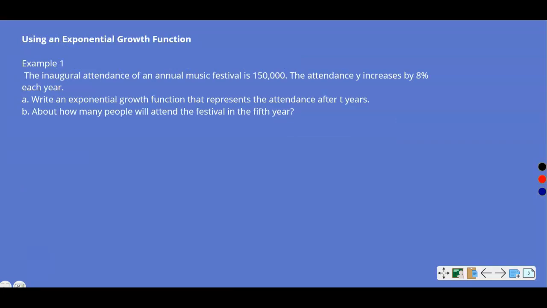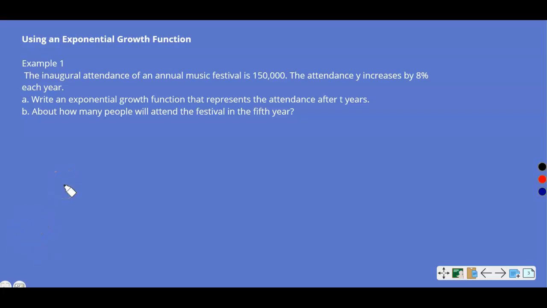Example 1. The inaugural attendance of an annual music festival is 150,000. The attendance y increases by 8% each year. Write an exponential growth function that represents the attendance after t years. About how many people will attend the festival in the 5th year?